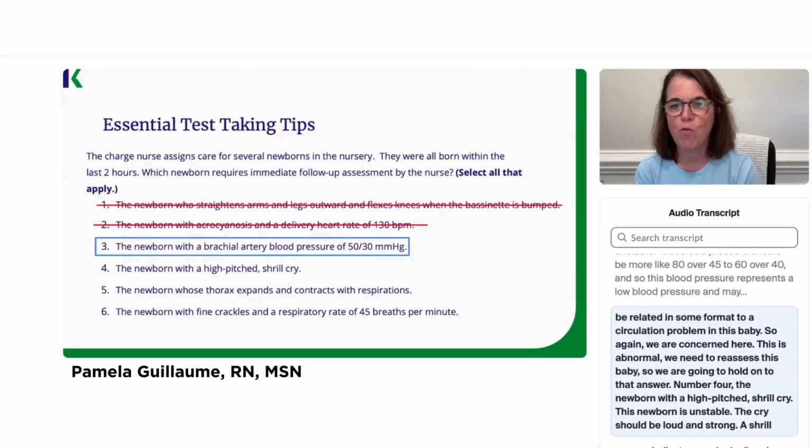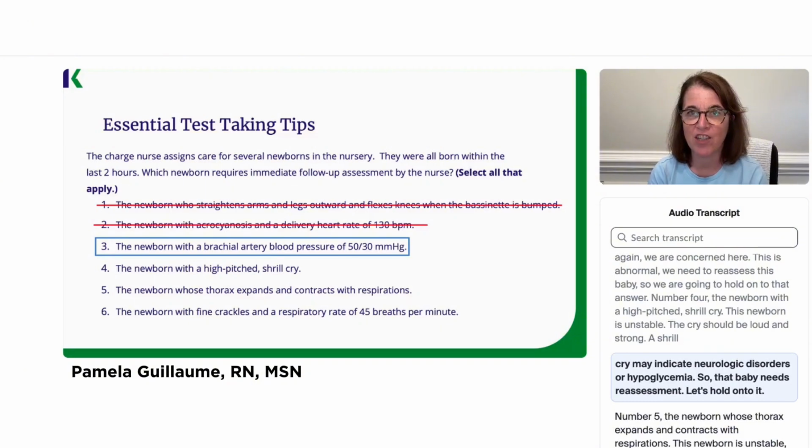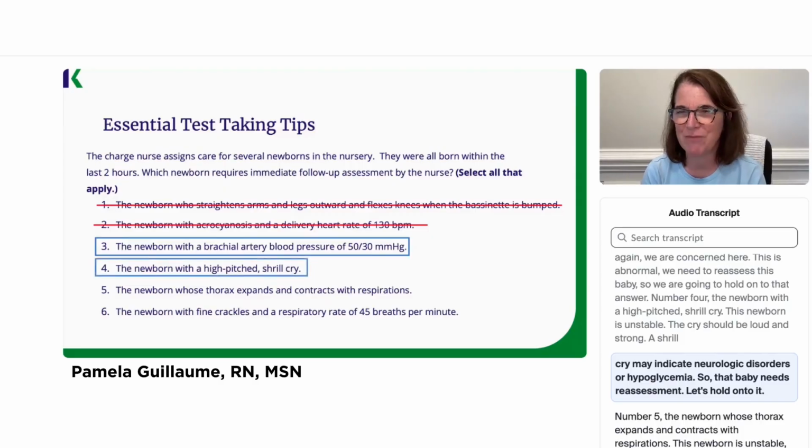Number 4, the newborn with a high-pitched, shrill cry. This newborn is unstable. The cry should be loud and strong. A shrill cry may indicate neurologic disorders or hypoglycemia. So that baby needs reassessment. Let's hold on to it.